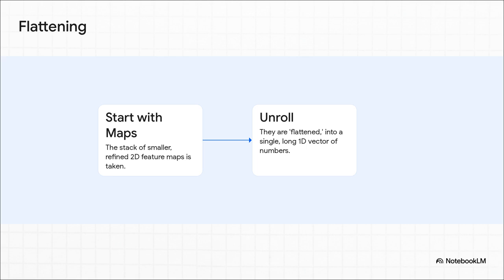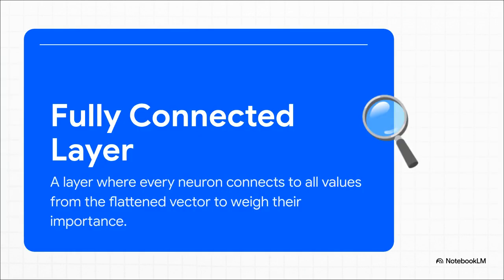This is all about prepping the data for the network's brain. This long list of numbers is then fed into what we call a fully connected layer. And you can really think of this as the network's brain. In this layer, every single feature value we've detected is connected to every neuron. It's right here that the network finally learns the complex relationships between all those little features. It might learn, for example, that the presence of pointy ears plus whiskers plus fur texture all together, well, that strongly suggests the image has a cat in it.